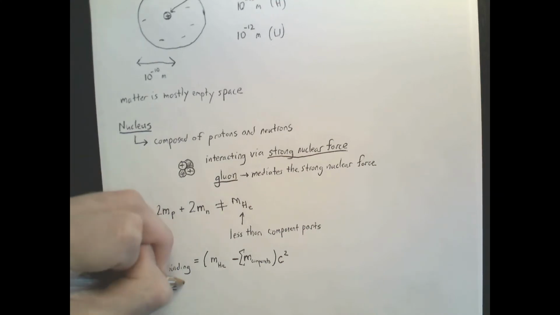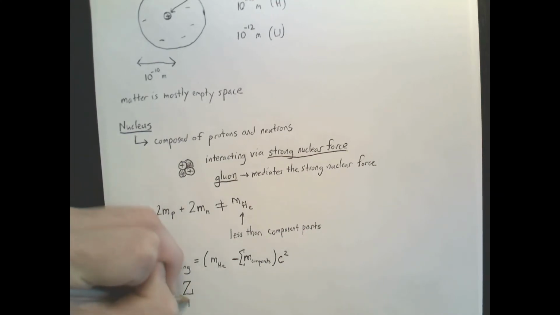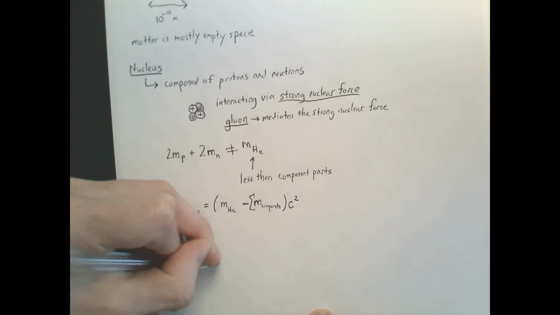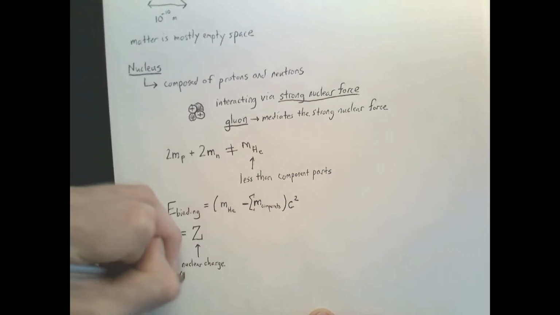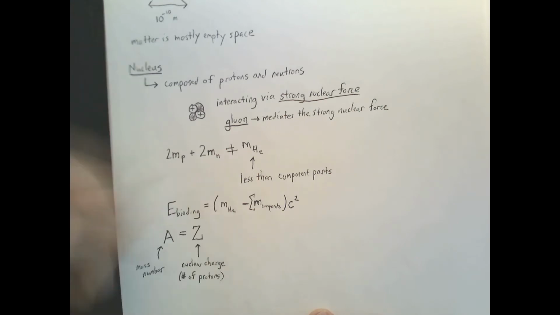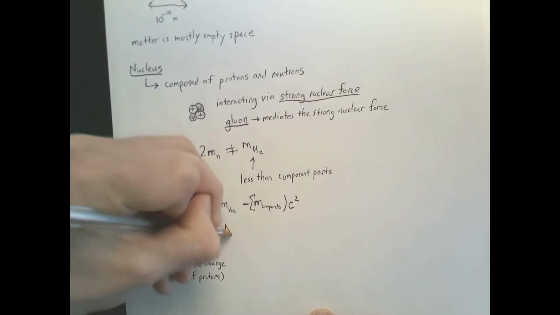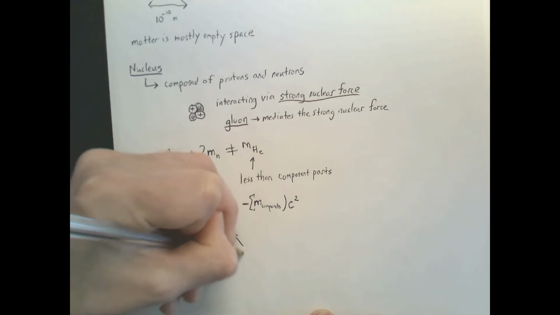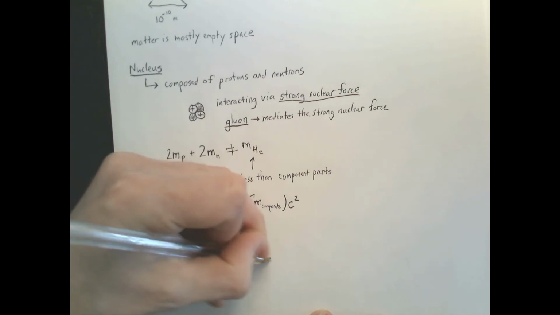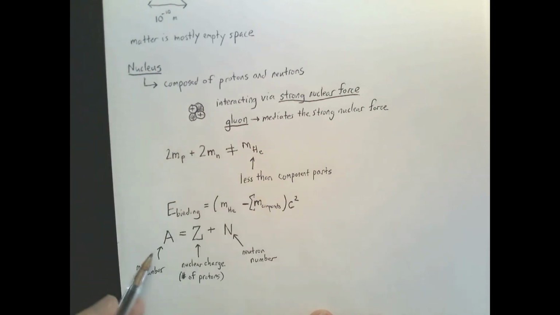This is roughly equal to Z, which is the number of protons. Z is really the effective nuclear charge. But all the charge in the nucleus comes from the protons, so this is equivalent to the number of protons. And we can add to that N, which is the number of neutrons. So this mass number gives us an idea of how many protons and neutrons compose the full nucleus.